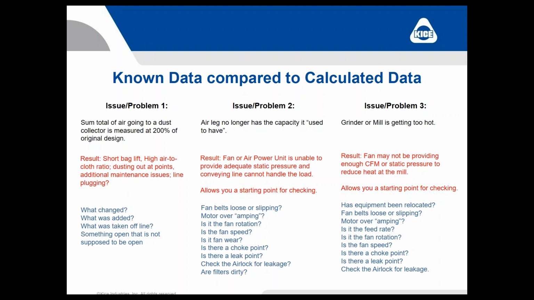Following that same example, issue or problem 2, your air lag, maybe in a mill, no longer has the capacity it used to. Maybe in a grain elevator, it's, hey, I just can't push that dust all the way to the top of the elevator anymore. I used to be able to do it just fine. Well, maybe your fan or your power unit's not able to provide adequate static pressure, and conveying line can't handle the load. Gives you a starting point. Are your belts loose? Over-amping. And I always ask this, and I always have to apologize when I do, is the fan going in the right rotation?